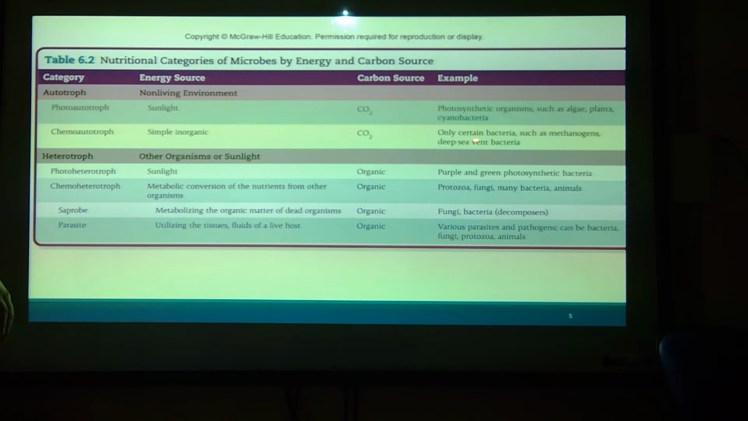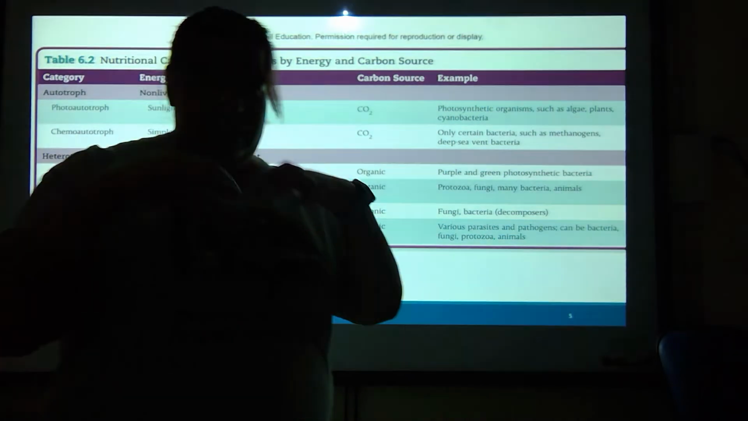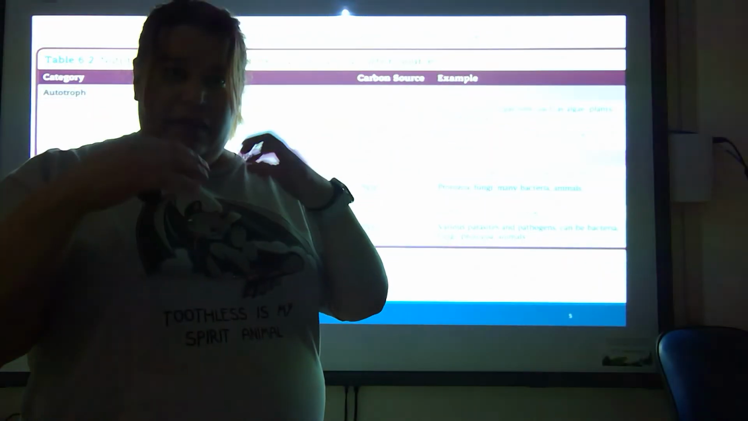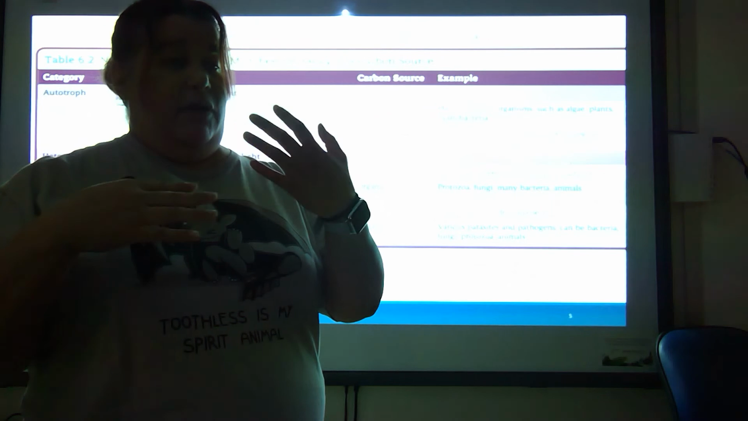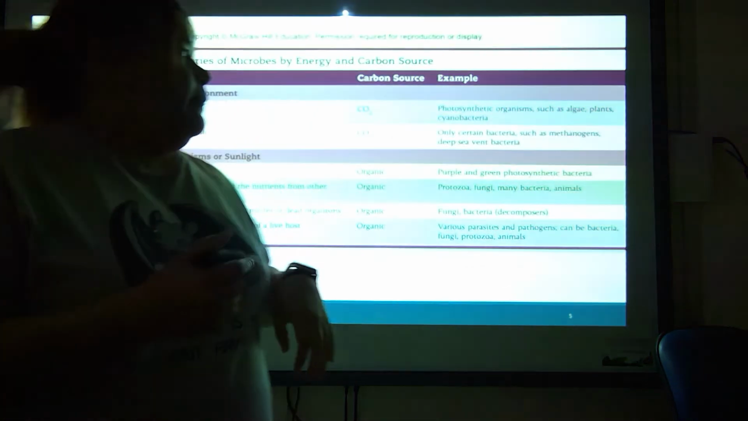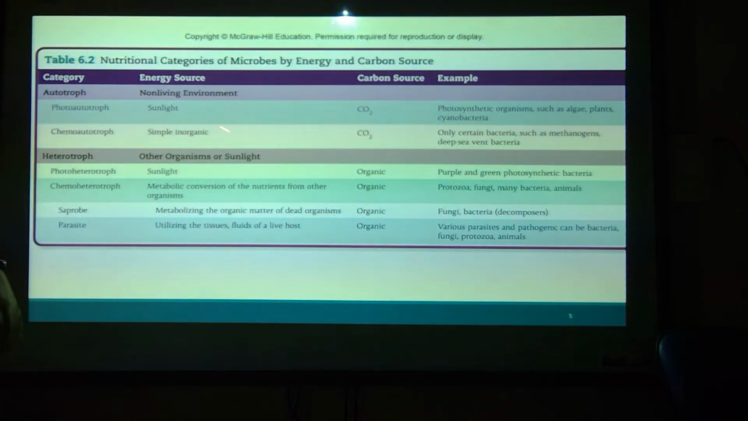This is going to be certain bacteria, such as methanogens. And remember, I talked about the extremophiles in Archaea who live in the deep sea vents from basically volcanoes. Okay, they're going to be part of this group here. Okay, now those are the autotrophs. Let's talk about the heterotrophs.